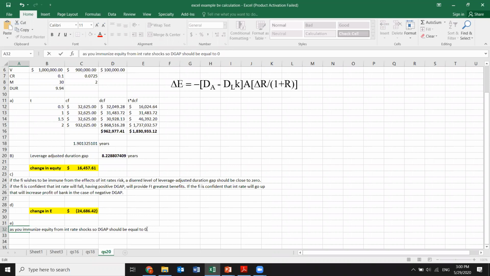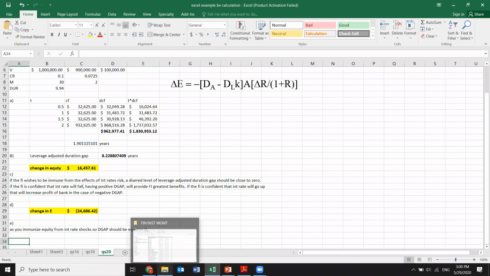As you immunize your equity from the interest rate shocks, the duration gap should be equal to zero. Then we need to count how much we need to make the duration gap zero. As we can see, this duration gap is not zero.